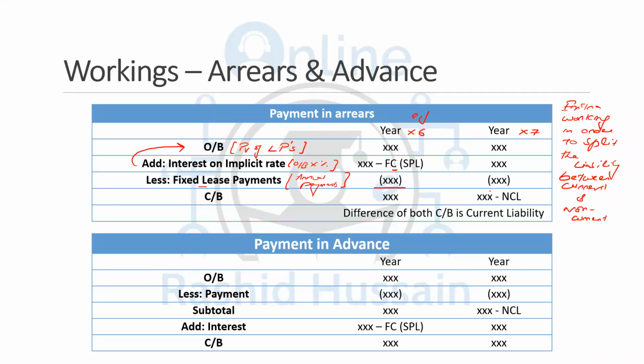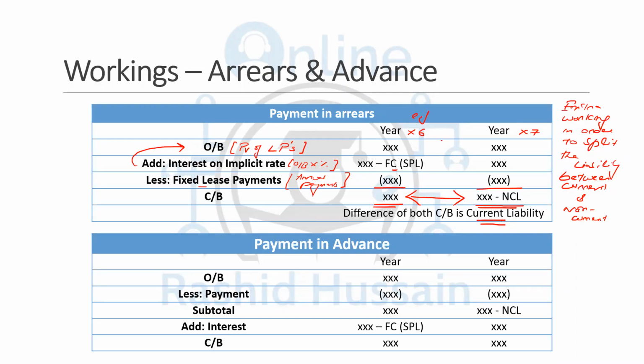So the closing balance of the next year, which is the extra working, is your non-current liability. And the difference of the two closing balances is your current liability. So the closing balance of the first year, the year which you are asked for, is nothing by itself. You're supposed to calculate the closing balance of another year in order to split the liability between current and non-current. So the closing balance of the next year is going to be a non-current liability, and the difference between these two closing balances is your current liability.